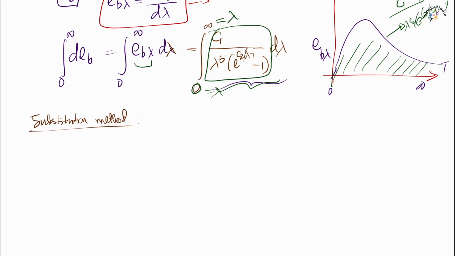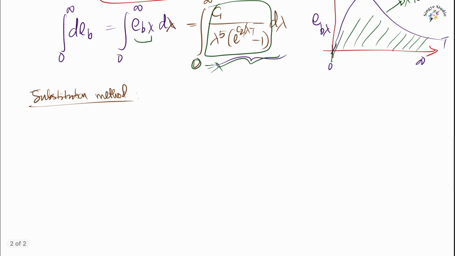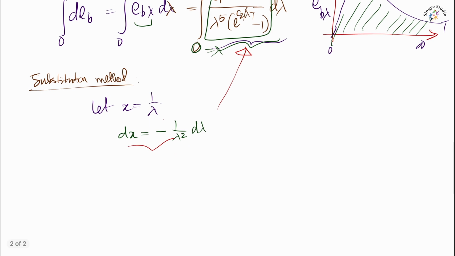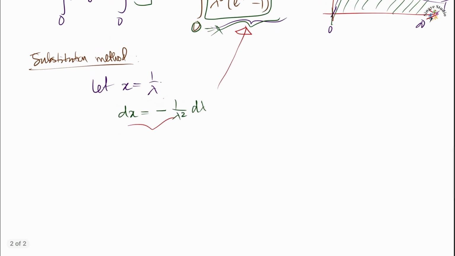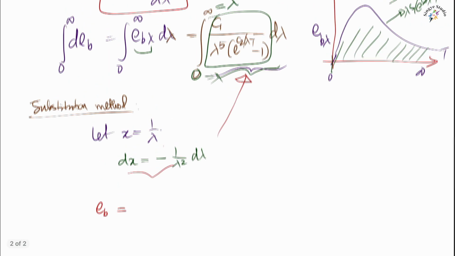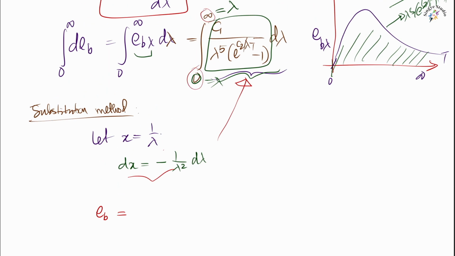So what we are going to do is this. Let x equal 1 over lambda. When I do this, I get dx equals minus 1 over lambda squared d lambda. So when I substitute these values inside this formula, I'm able to get E_B equals, and we also have to modify the limits, okay?